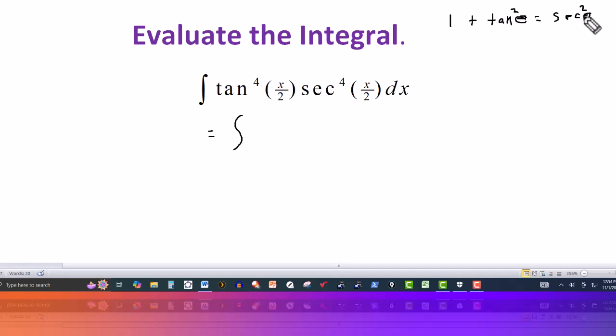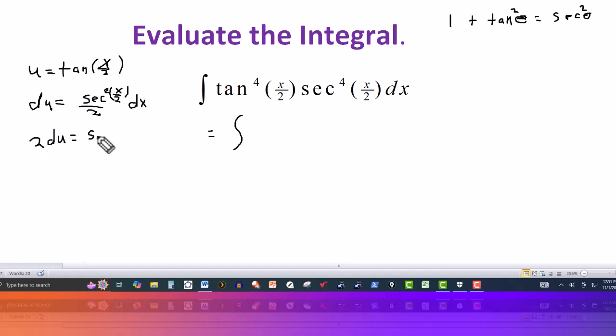So if I let u equal to tangent of x over 2, then my du would be the derivative of tangent, which is secant squared of x over 2, and with the chain rule, I would have to multiply by the derivative of x over 2, which is 1/2. I'll put this over 2, and then this will be a dx. Multiplying by 2 here, this will be 2 du, which equals secant squared of x over 2 dx.